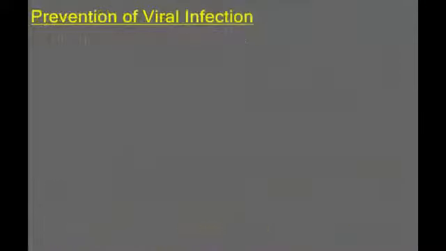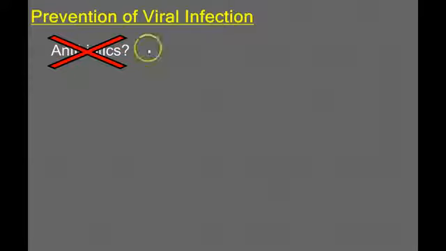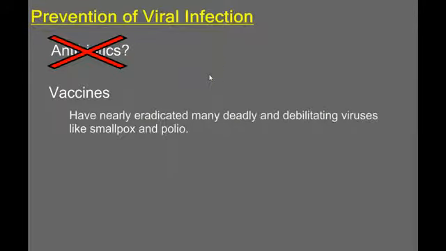So how do we prevent viral infection? Well, it's tempting to say antibiotics, but do antibiotics prevent viruses or kill viruses? We have to remind ourselves that viruses are not living. Antibiotics are antibacterial. We don't use antibiotics for viral infections. The best way to prevent viral infection is through the use of vaccines, where we inject a vaccine, typically early in your life, to stimulate your immune system to respond more rapidly when you're later exposed to that viral infection. And the use of vaccines has nearly eradicated many deadly and debilitating viruses such as smallpox and polio.